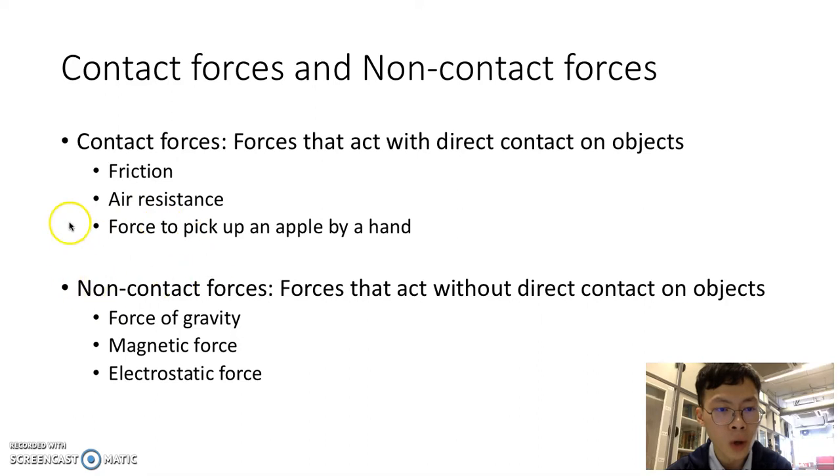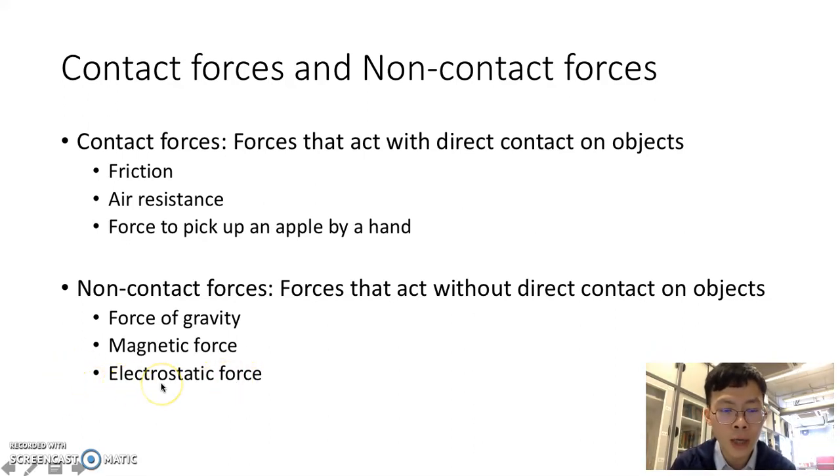And then it's about non-contact force. It means that there's a force, it will still apply even without direct contact on each other. So what does it mean? It's like, for example, force of gravity. Even if you're not touching the earth, you will still experience the force of gravity. And same as the magnetic force, even if the magnets are not touching each other, the magnets will still experience the magnetic force, either attractive or repulsive force.